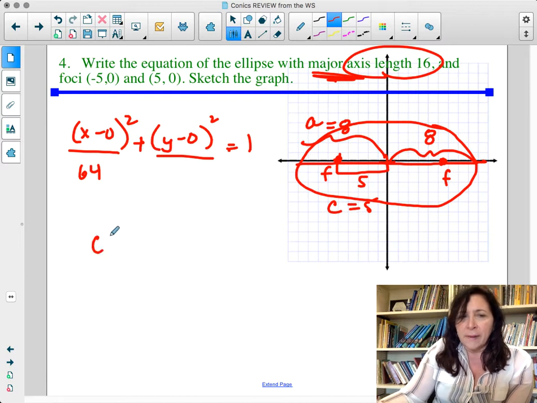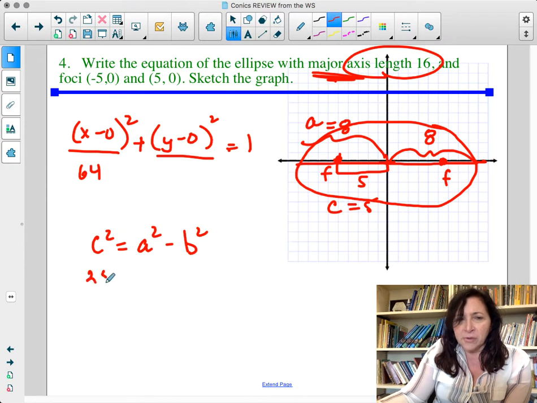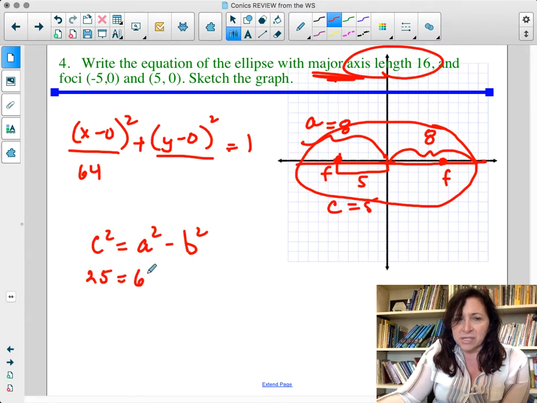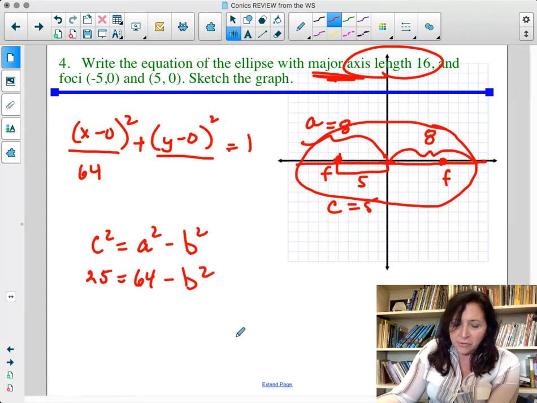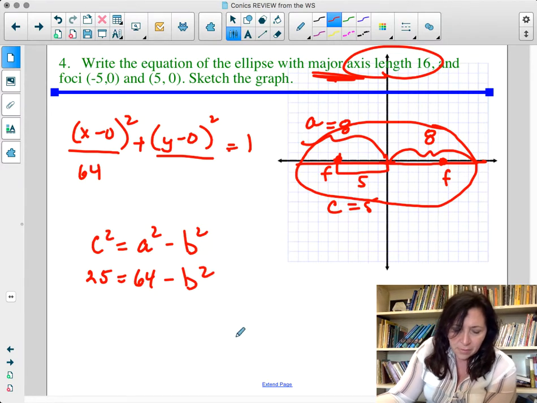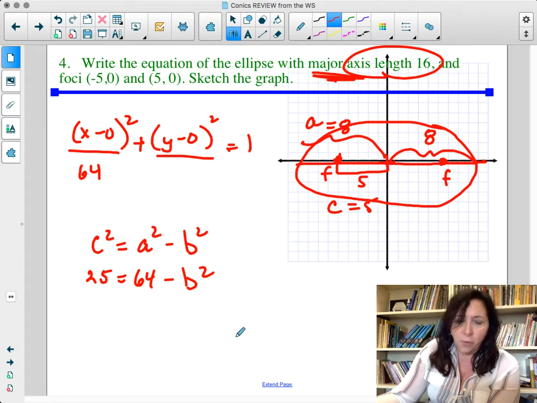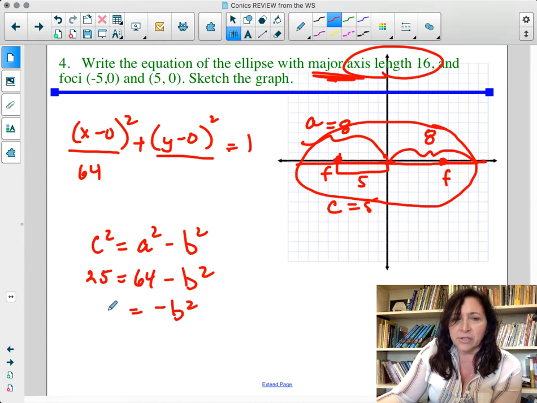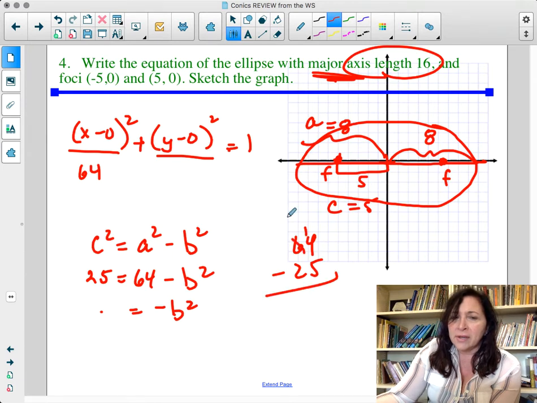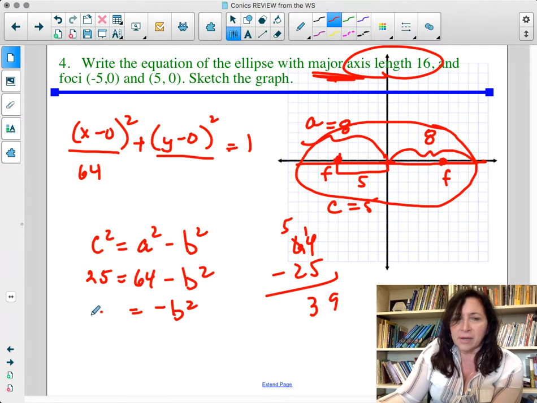So in my formula, c squared equals a squared minus b squared. We know that this is going to be 25 is equal to a squared, which is 64, minus b squared. So for this problem, 64 minus b squared, so negative b squared is equal to, what's 25 minus 64? Borrow, 15 minus 6 is 9, 39. So that means that negative b squared is negative 39. So b squared is positive 39.